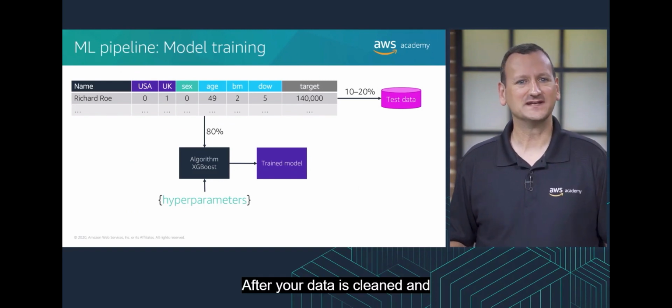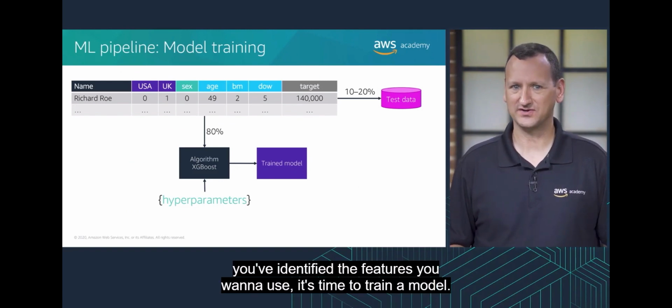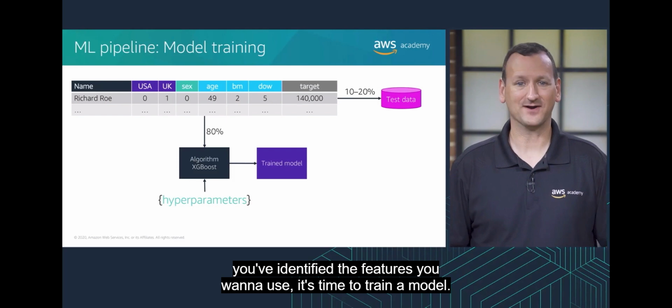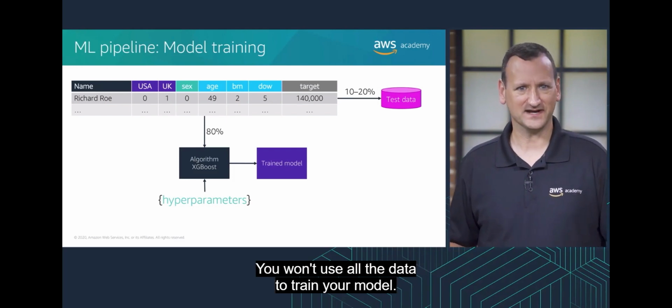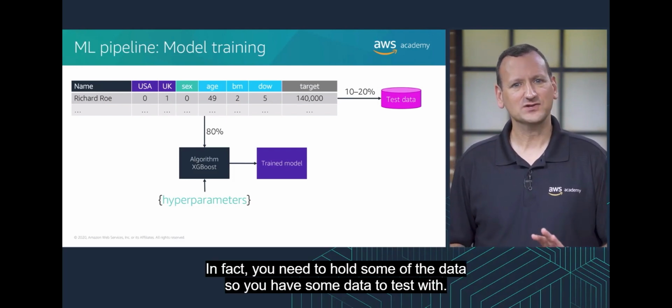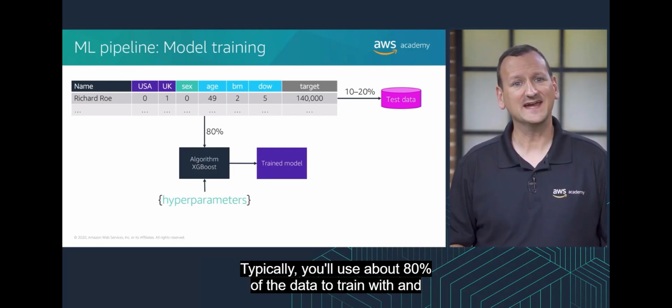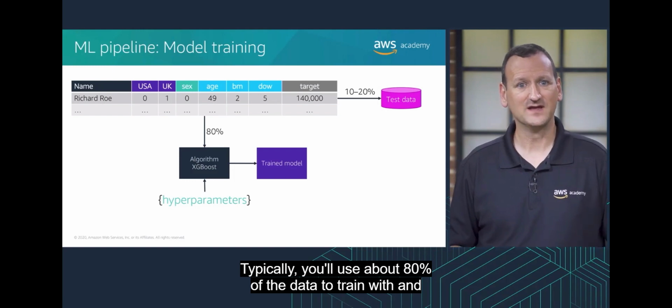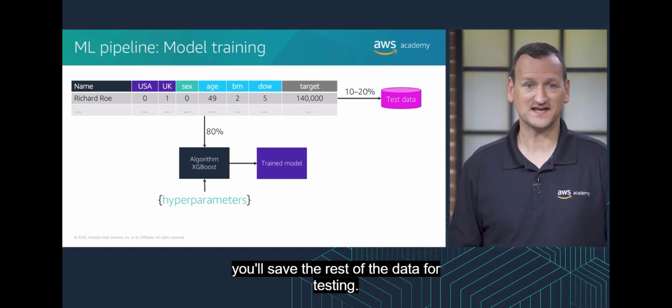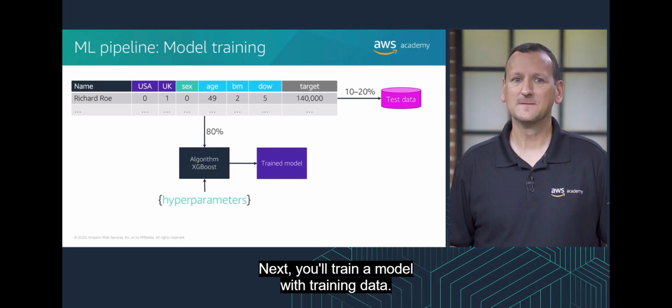After your data is cleaned and you've identified the features you want to use, it's time to train a model. You won't use all the data to train your model. In fact, you need to hold some of the data so you have some data to test with. Typically, you'll use about 80% of the data to train with, and you'll save the rest of the data for testing. Next, you'll train a model with training data.